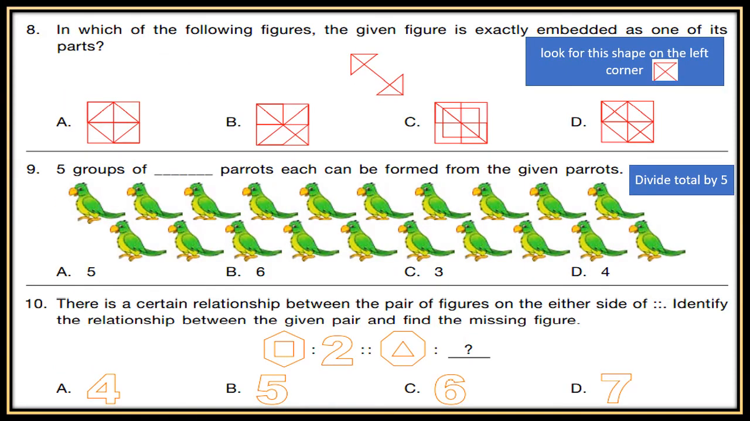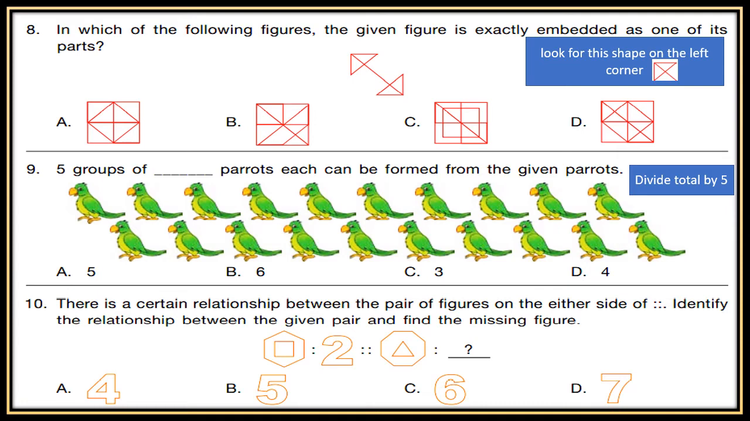Question 8. In which of the following figures the given figure is exactly embedded as one of its part? Now see the given figure. You have to choose from option A, B, C, D in which option this figure is exactly embedded. So for that, see the hint. Now you have to look for this shape on the left corner. Now in all the options A, B, C, D, see this given shape on the left corner.